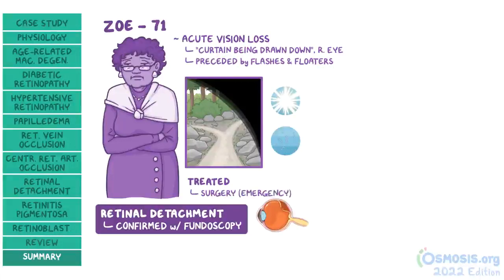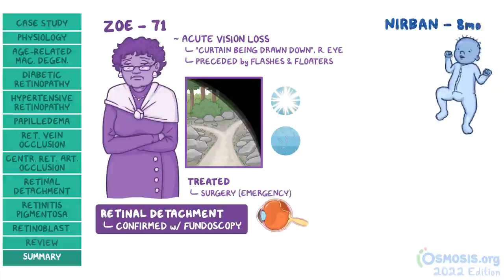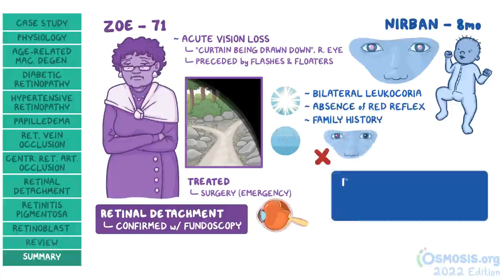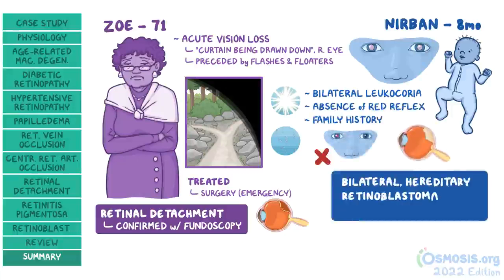On the other hand, Nurbin, the 8-month-old infant, presented with bilateral leukocoria. This, along with the absence of red reflex and the possible family history, suggests bilateral hereditary retinoblastoma. Diagnosis was confirmed with fundoscopy and treatment involved enucleation.